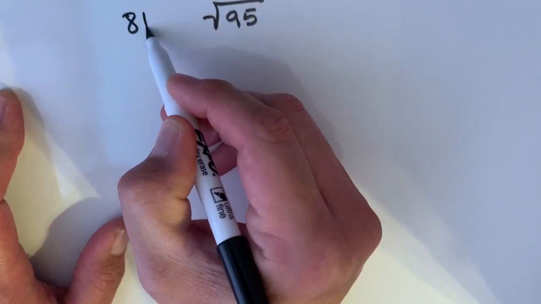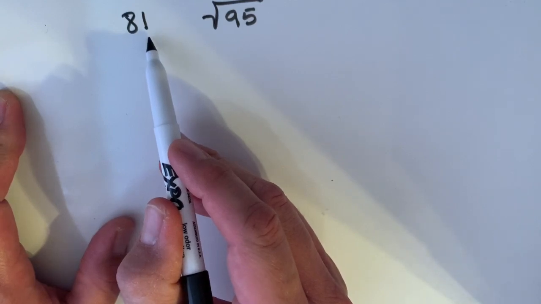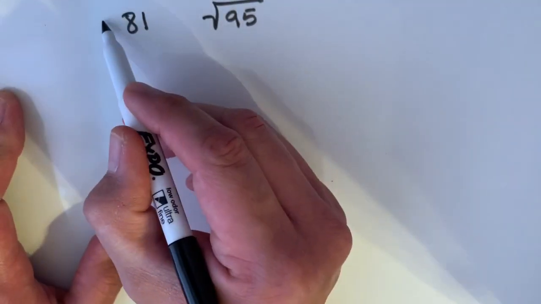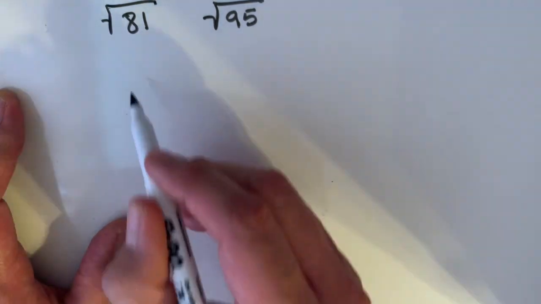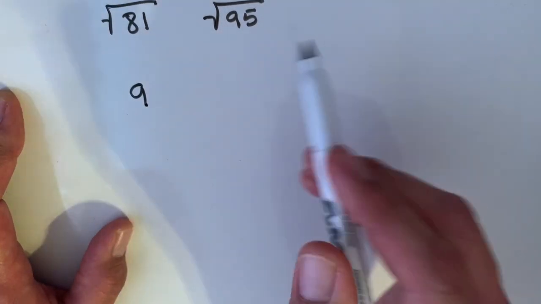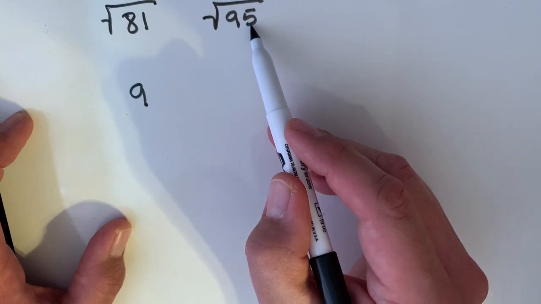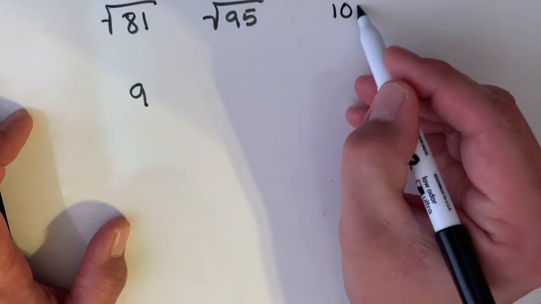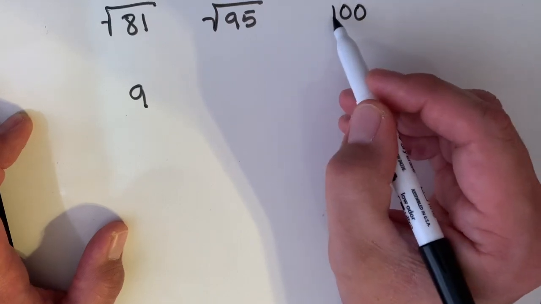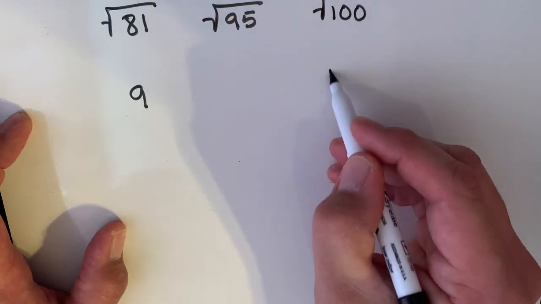So I know this. There is a perfect square before 95. So I have to think of a number times itself that gets me a perfect square. And that would be 9 times 9. 9 times 9 gets me 81. So I know that 81 is a perfect square before 95. If I square root 81, I'm going to get 9. The next perfect square after 95 would be 100, because 10 times 10 is 100. Well, the square root of 100 is 10.